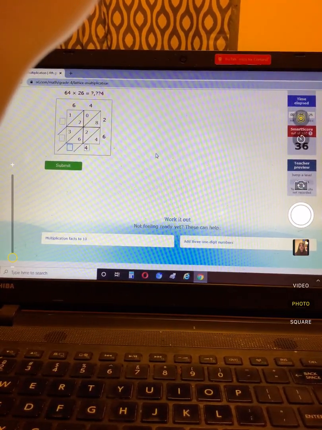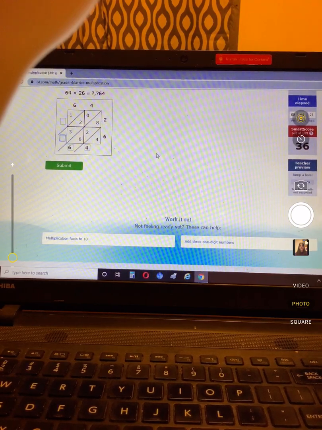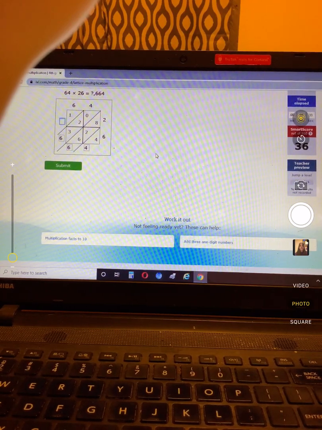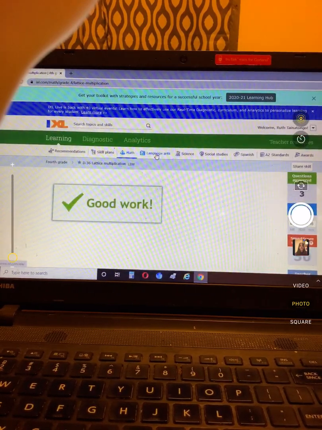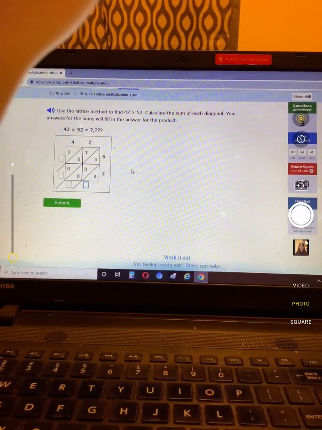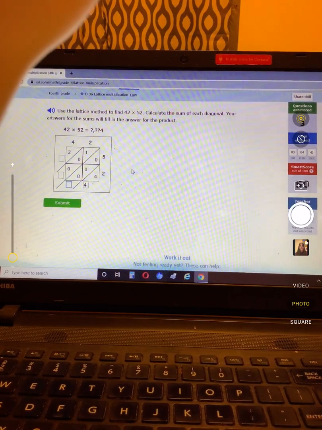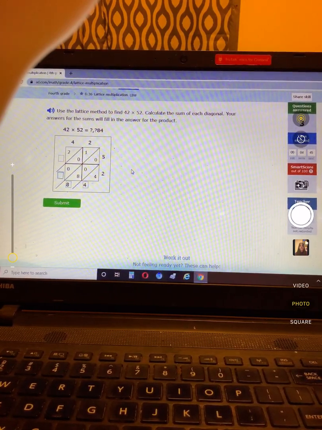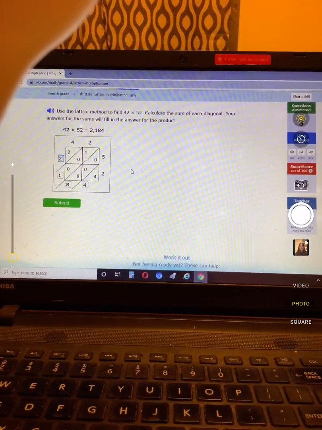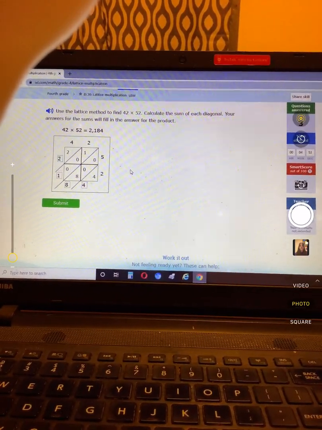We add these up. 4. 8 plus 2 is 10, plus 6 is 16. We carry the 1. 1 plus 3 is 4, plus 2 more is 6, and then our 1. Okay. Look, we're halfway to 100. 4 plus nothing, 8 plus 0 plus 0, 1 plus 0 plus 0, and then our 2. So 42 times 52 should be 2,184.